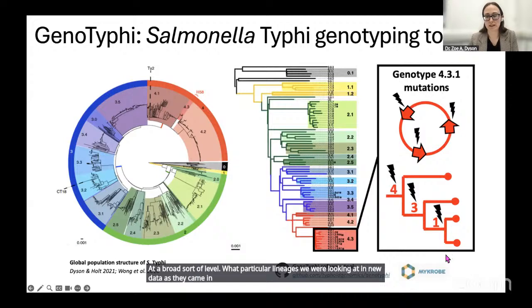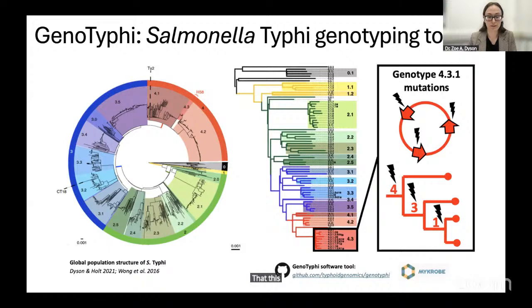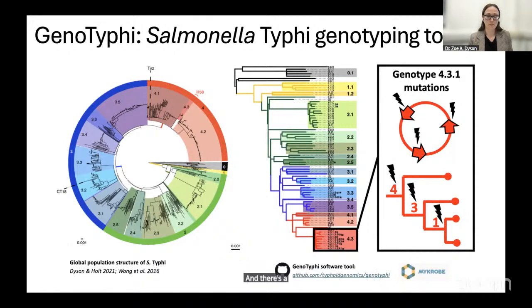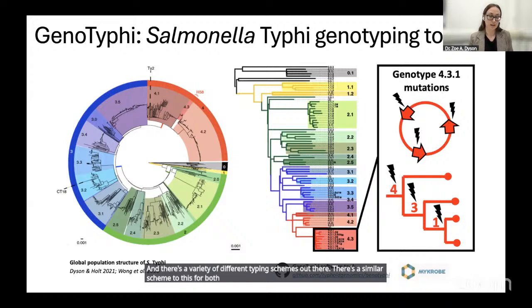So for example, if I see genotype 4.3.1, I know that it belongs to this cluster here down the bottom, and I immediately know, based on data I've seen before, that this is a global genotype that's associated with intercontinental transmission and antimicrobial resistance. And there's a variety of different typing schemes out there. There's a similar scheme to this for both TB and Shigella sonnei, and we also have multi-locus sequence typing as a broader approach to this as well.